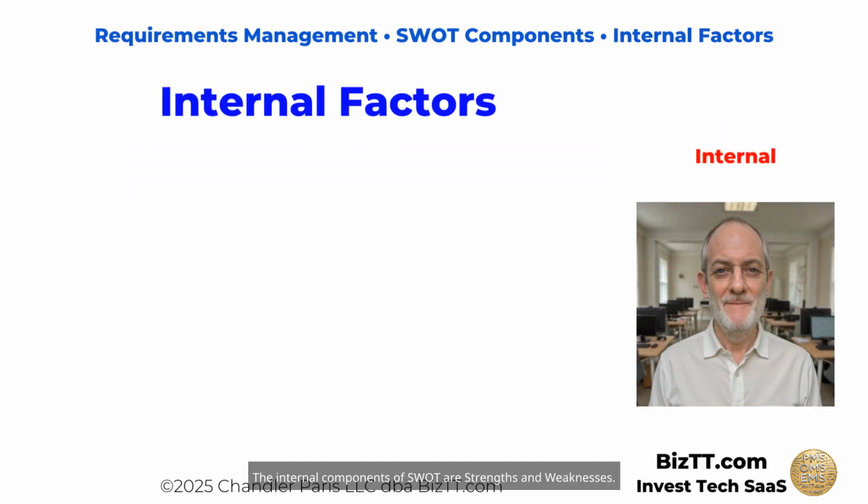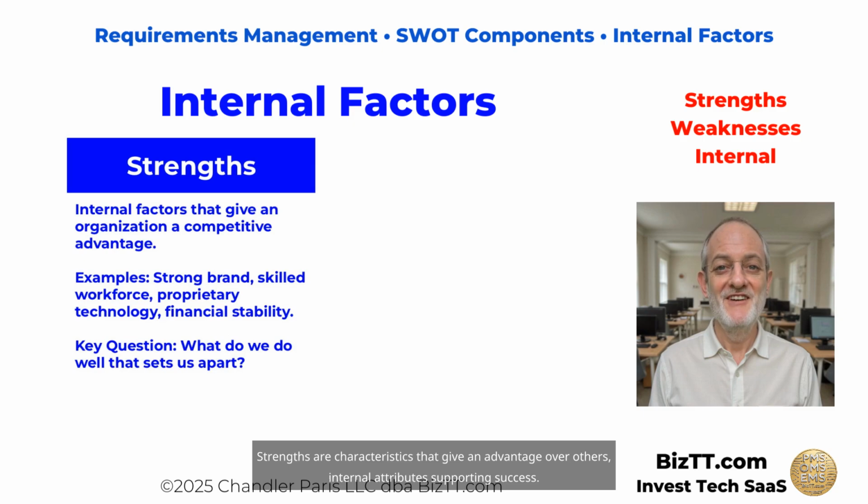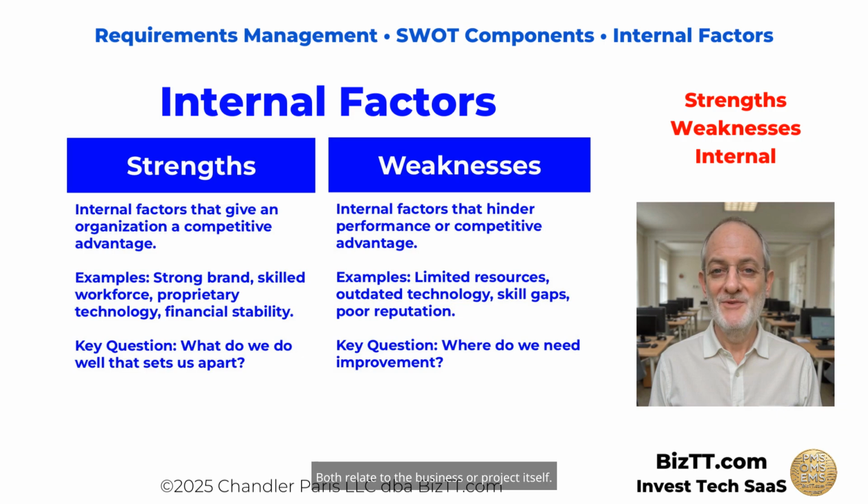The internal components of SWOT are strengths and weaknesses. Strengths are characteristics that give an advantage over others, internal attributes supporting success. Weaknesses are characteristics that create a disadvantage, internal factors hindering performance. Both relate to the business or project itself.